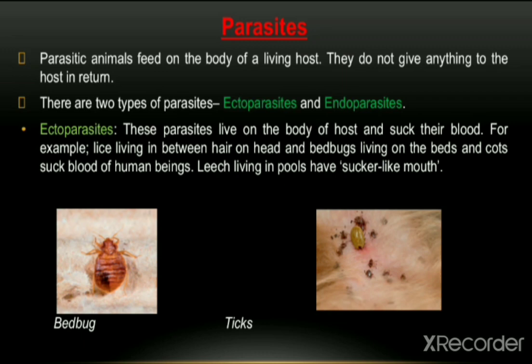Ectoparasites are the parasites that live on the body of a host and suck their blood. For example, lice live in between hair on the head, and bedbugs live on beds and cots and suck the blood of human beings. Leeches live in pools and have a sucker-like mouth. In the picture given here, you can see a bedbug and ticks. These ectoparasites live on the host body and derive their nutrition from it.